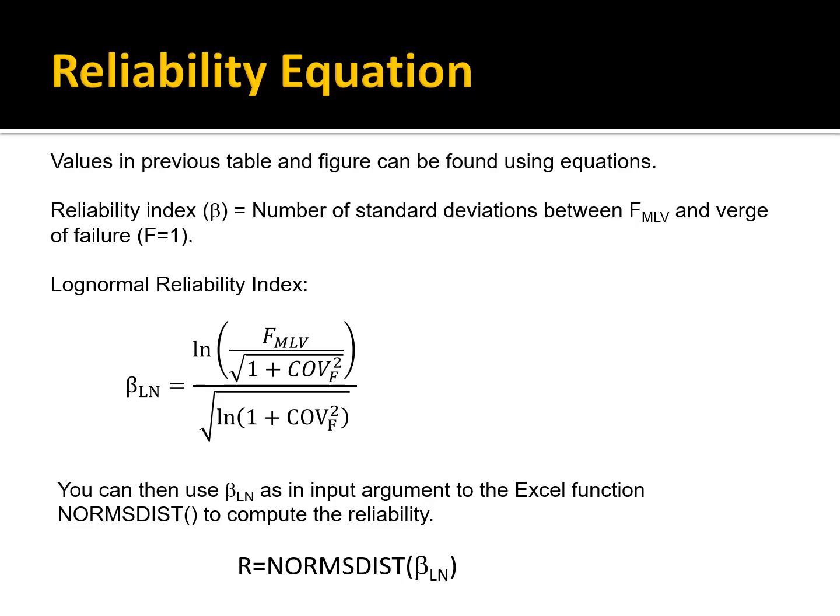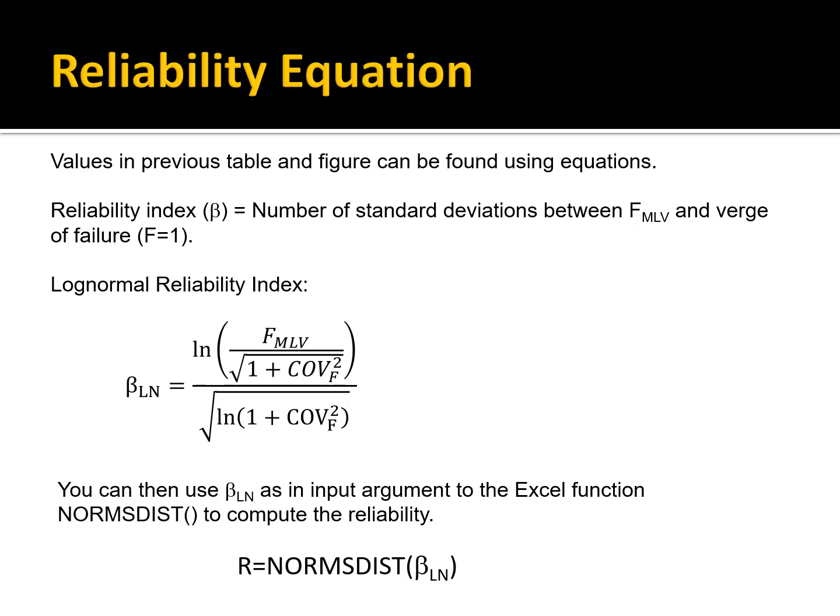And that can be calculated from the FMLV and the COFV using the following equation. It's called the log normal reliability index, beta ln. You just plug this equation in. And then once you have that, you take that beta ln term and use it as an input argument to the Excel function NORM.S.DIST, and that will return the reliability. You take 1 minus that number and you have the probability of failure.